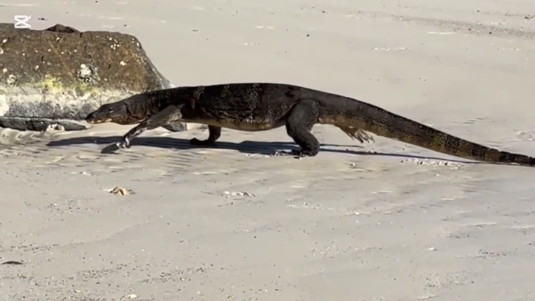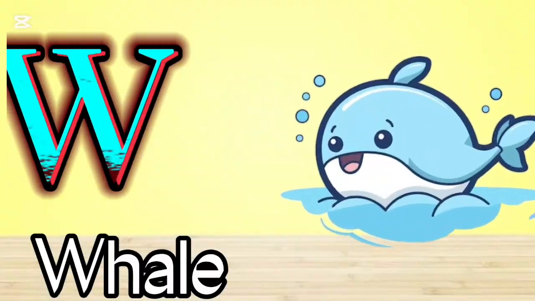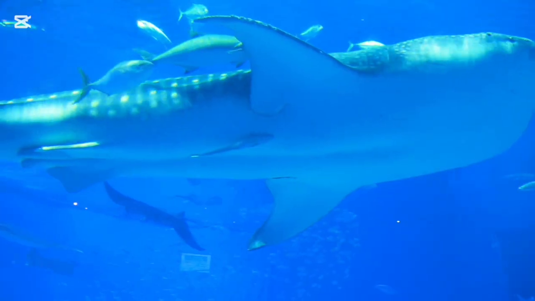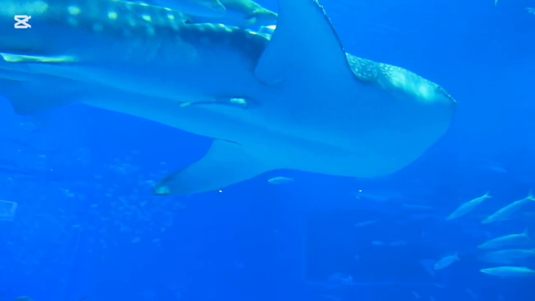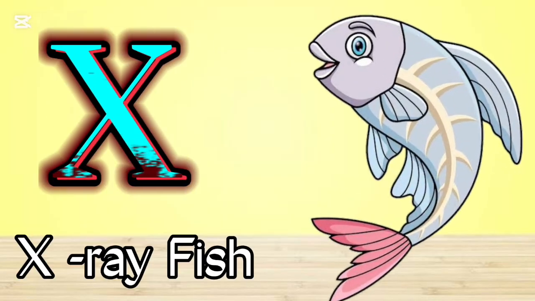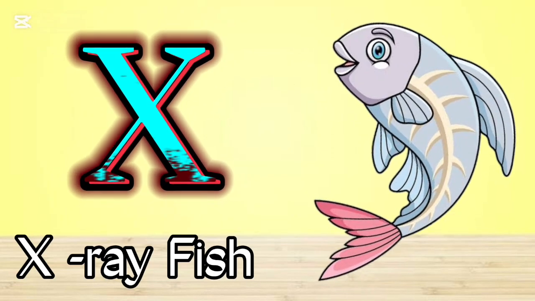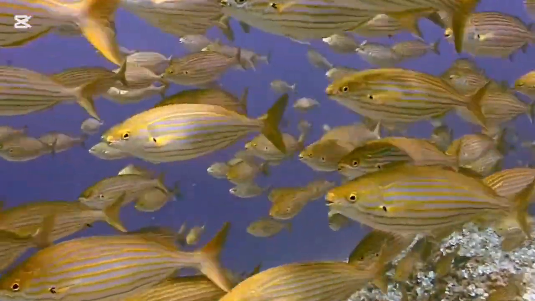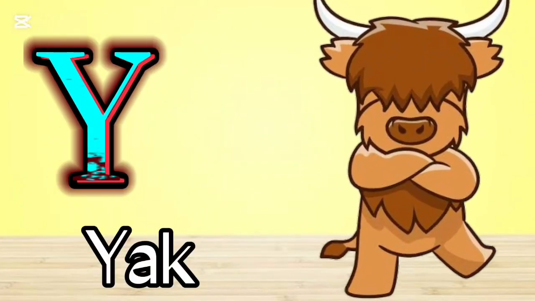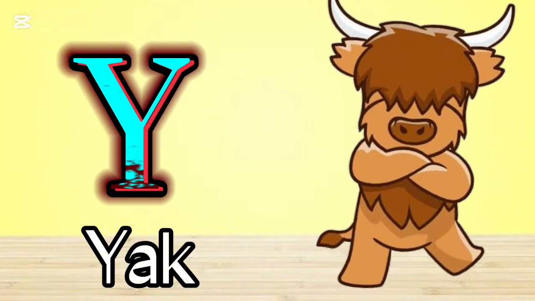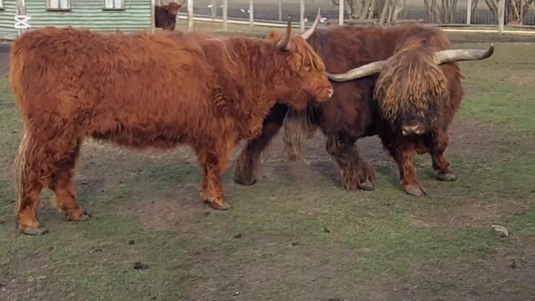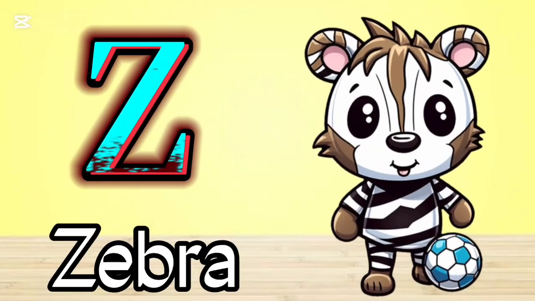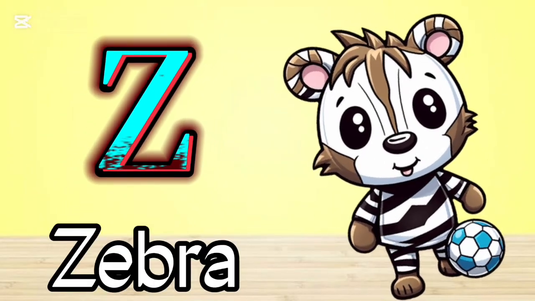Varanus. V. Varanus. W is for whale. Whale. W. Whale. X is for X-ray fish. X-ray fish. Y is for yak. Z is for zebra. Zebra.